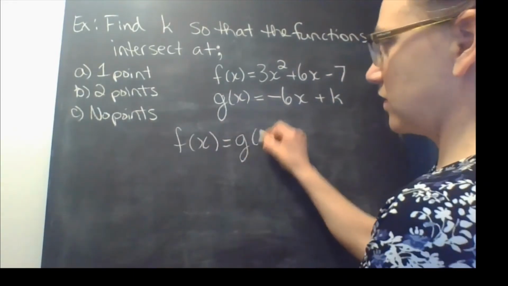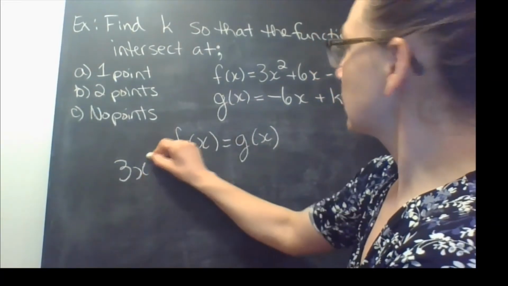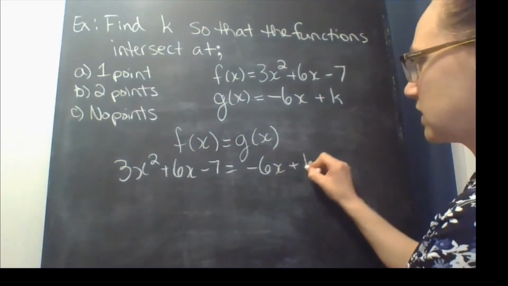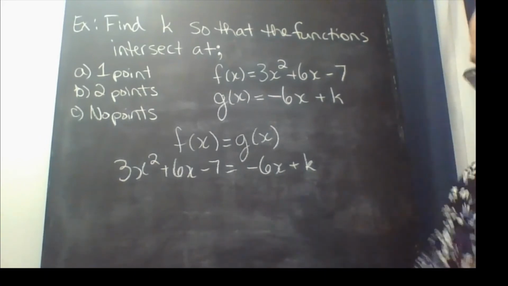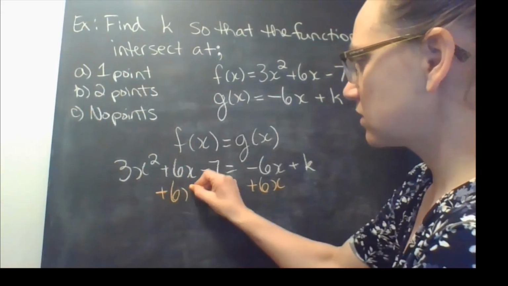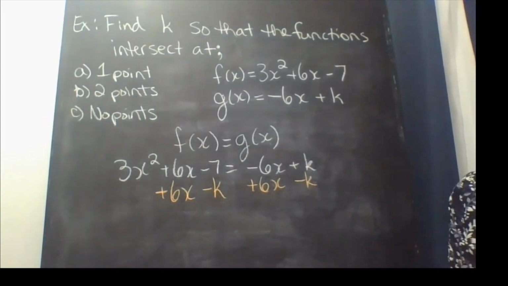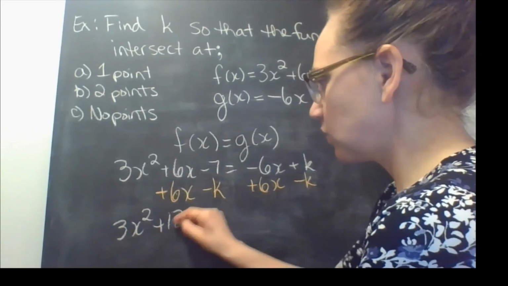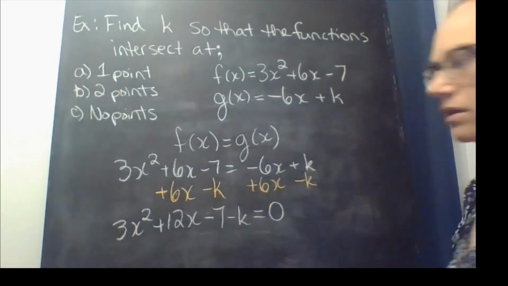Let's set them equal to start with, because intersections have to deal with when the two functions are equal. Let's make them side by side. So we get 3x squared plus 6x minus 7 equals negative 6x plus k. It's that k value that we're trying to solve for, but we're still following all our same steps. We move everything over to the other side. So instead of minus 6x, we plus 6x to both sides, and instead of plus k, we minus k from both sides. Let's simplify: 3x squared, 6 plus 6 gives me 12x, and then I have minus 7 minus k equals 0.